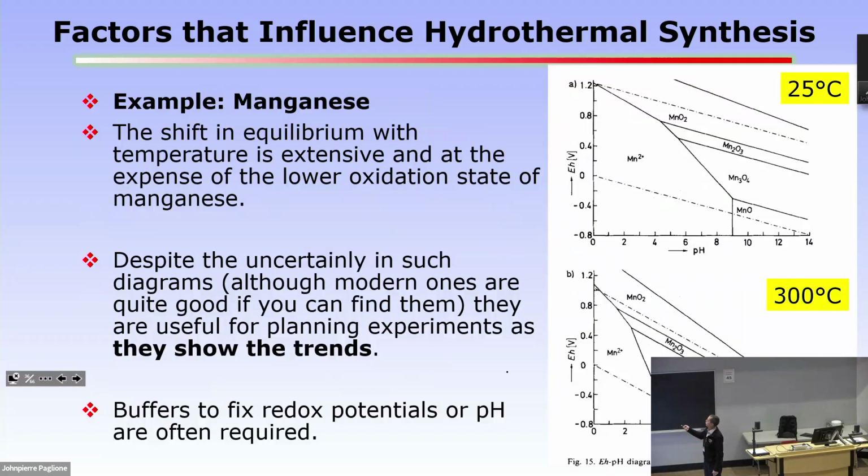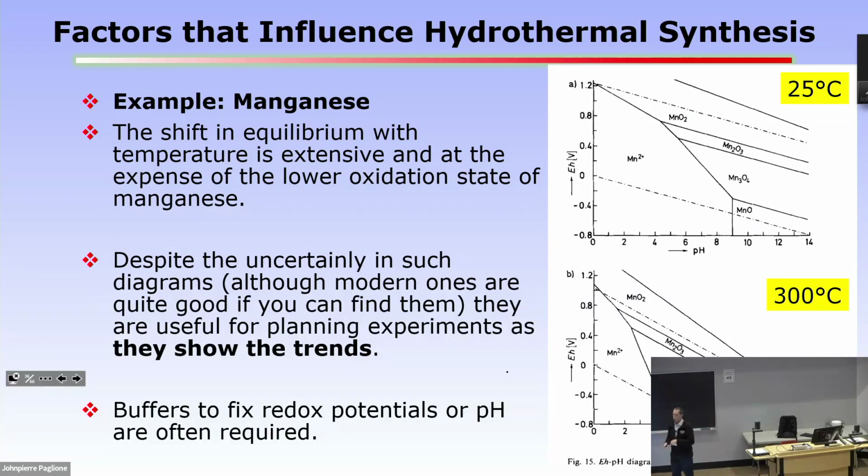And going from 25 to 300, you're doing this at the expense of manganese, right? There's a big range of stability, and now it's pretty much at low pH. So if you want to go to that temperature and you want to have manganese 2, you want to hang out in this pH range. If you want manganese 3, you go to a little bit higher pHs.